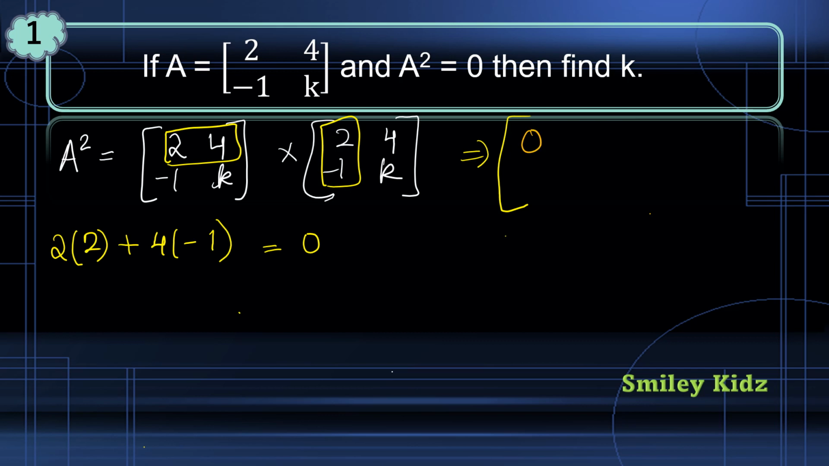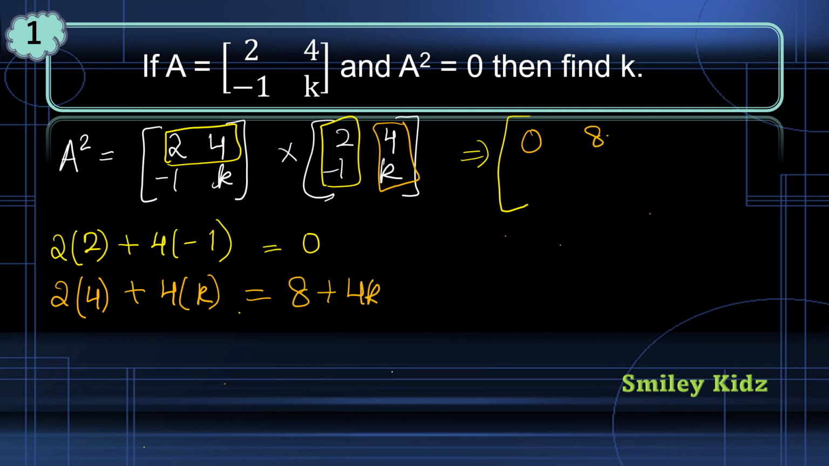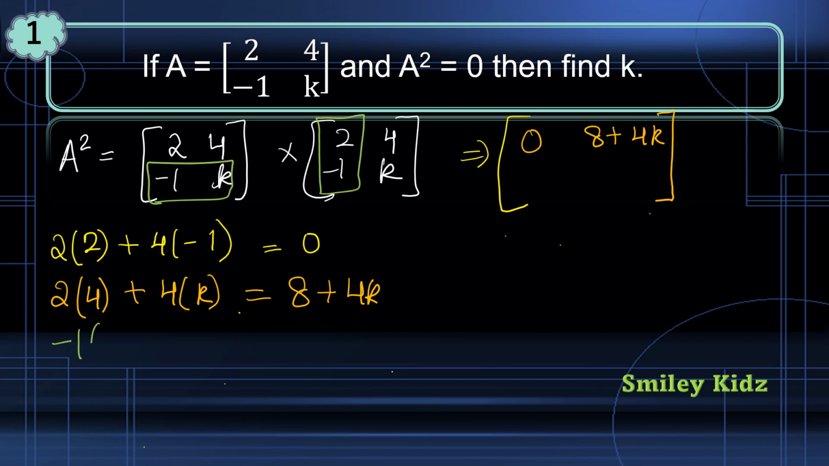Fine. Let me take the second column right now. So it's going to be 2 into 4 plus 4 into k, that is equal to 8 plus 4k. Isn't it? So here I'm going to have 8 plus 4k as my second element. Then I'll take the second row and multiply with the 2 columns. So minus 1, k and 2, minus 1. So minus 1 into 2 plus k into minus 1.